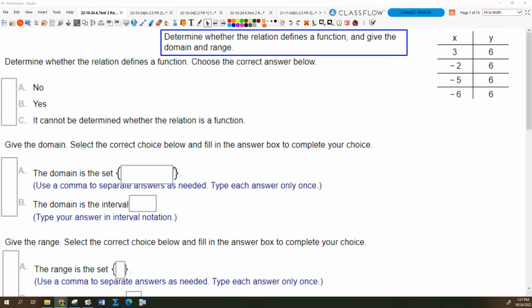Okay, so first of all, is this a function or not? Give me thumbs up or thumbs down. It is a function. Good, it is a function because look at these ordered pairs, right?